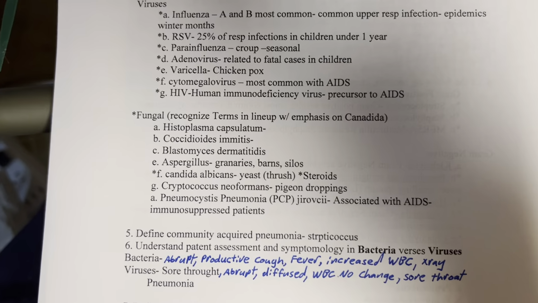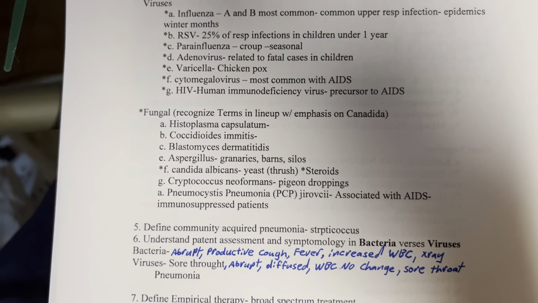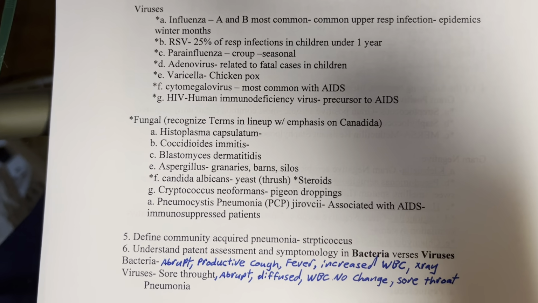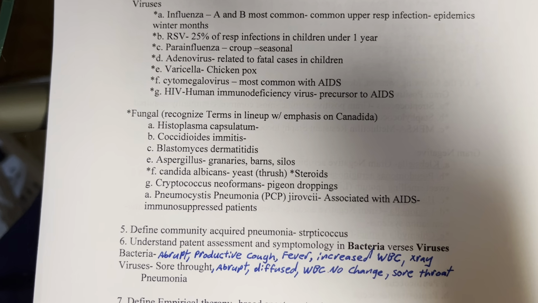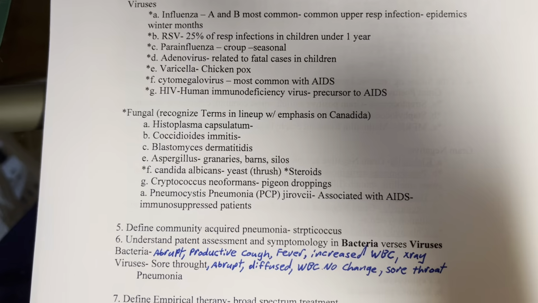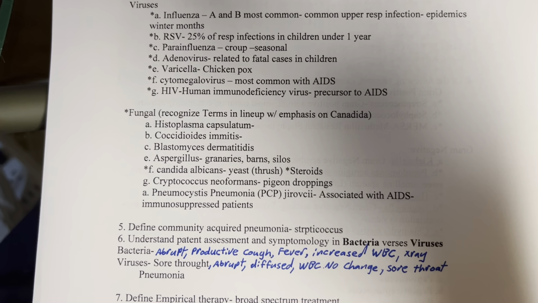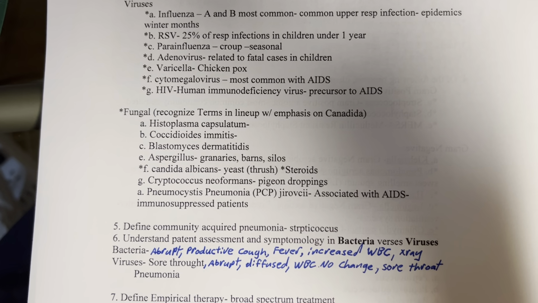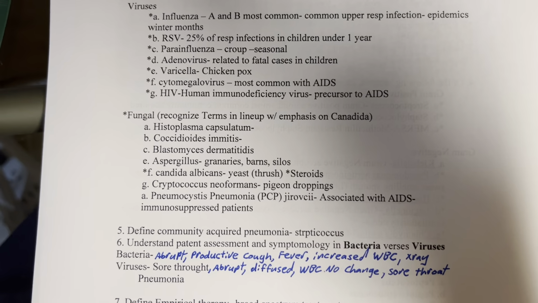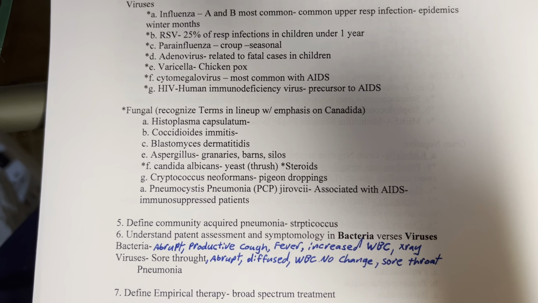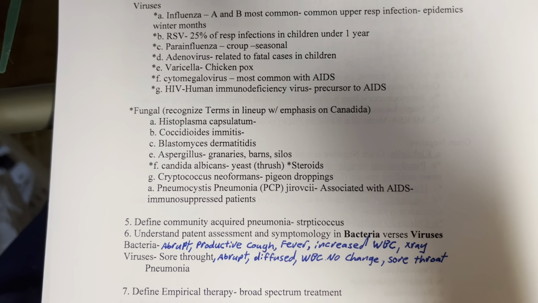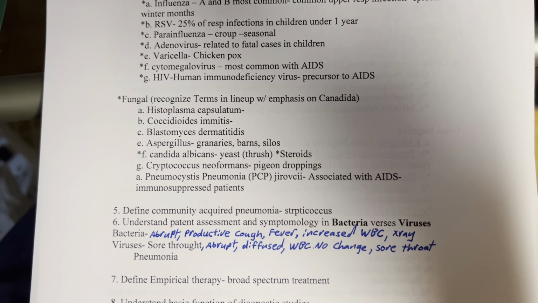Pneumocystis pneumonia. Candida albicans is a yeast infection caused by steroids. Pneumocystis pneumonia, PCP, or jirovecii, is associated with AIDS in immunosuppressed patients.